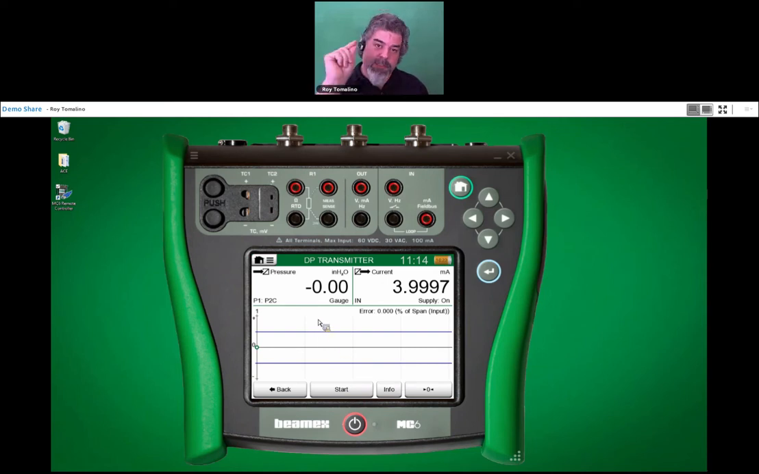And so here we are. We just did our trimming. So we did our as found, it failed. We trimmed it, and now we're going to do the as left. Right now we have 3.9997. Let me hit start. I've got my 5-second delay. It's already stabilized, and my error is good. I'll take it up to my 25% point or so. Error, we're getting about 0.02%.